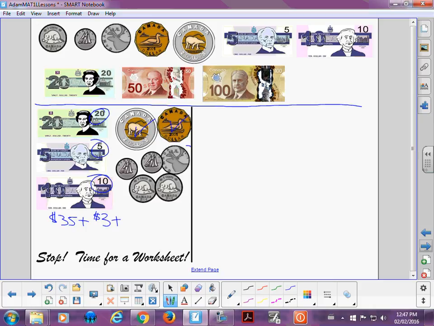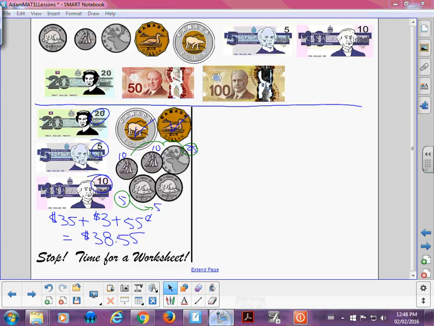Now here, I have a 25-cent, a couple 10s, and a couple 5s. So it's what you're more comfortable with when you're doing it, but it is our skip counting. So for example, 25, we go up by 10s, so 25, 35, 45. Go up by 5 is 50, another 5 is 55 cents. Which brings our grand total to 35 and 3, that's $38.55.